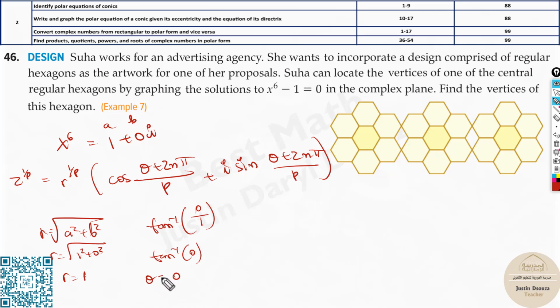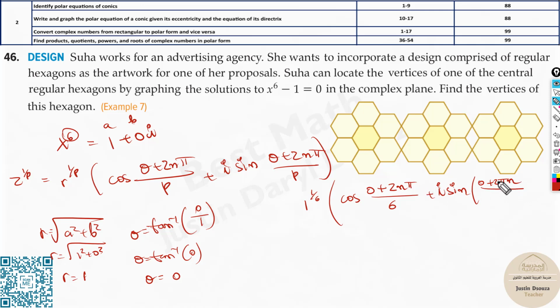It's 0. So theta is 0 over here, okay? This is all theta equals. So we got r and theta. Now you just substitute it in the formula. I'll show you here. It's 1 to the power, what is p? You want to take the root of this, right? 6. So it's 1 by 6, cosine of theta, which is 0, plus 2 times, let us leave this n for now. I'll tell you in a minute what that n is. And p is 6 here. Plus i sine of 0 plus 2 pi n over 6, okay? n pi or pi n is the same thing.